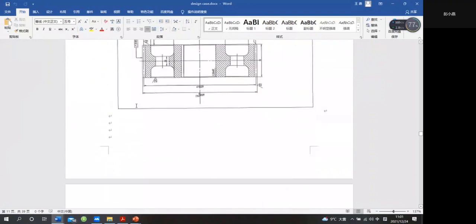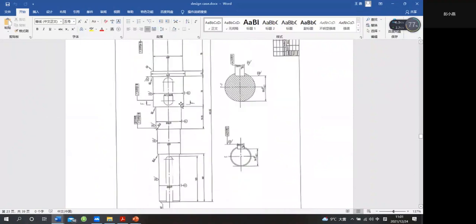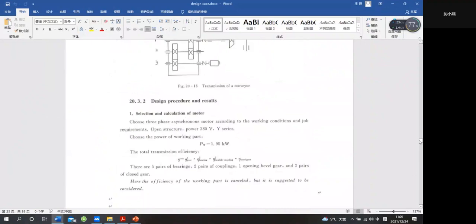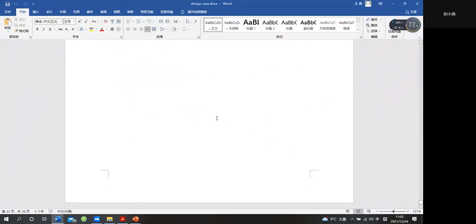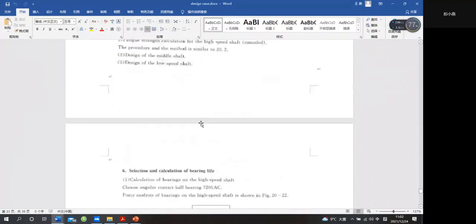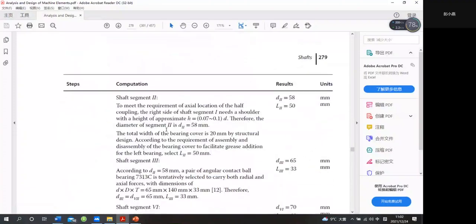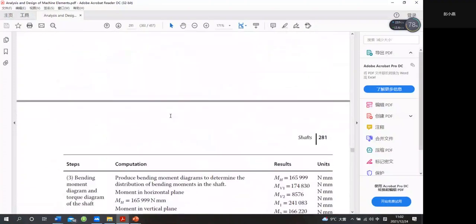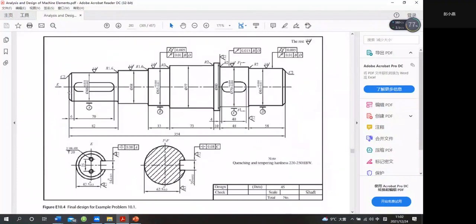draw the shaft parting drawing like this, or like this. Or in your textbook, the example, like this, you should draw this, okay?